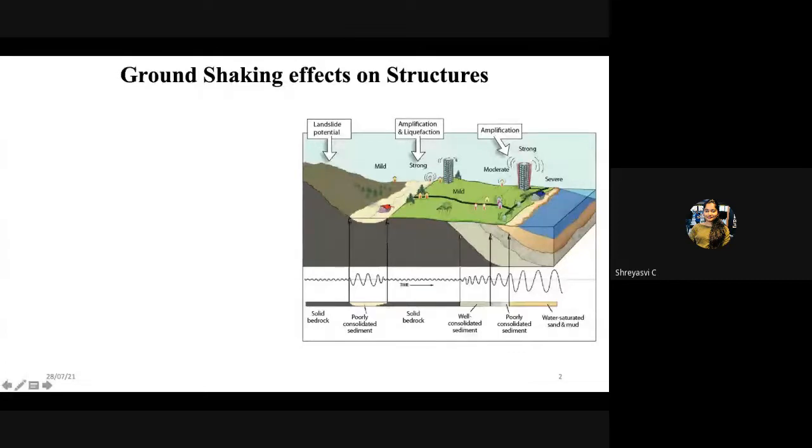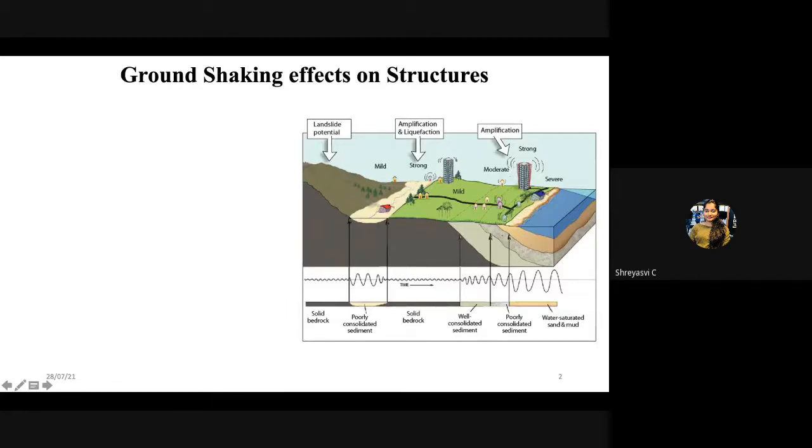If it is a poorly consolidated sediment, as you can see here in the middle, whenever there is ground shaking, there will be a readjustment of the soil structure. Of course, you will experience settlement, and there is a chance of the structure collapsing or settling by certain inches or centimeters, depending upon the ground condition as well as the level of shaking. However, if your structure is located on solid bedrock, it may not experience shaking to that extent. It could be a mild shaking. With well-consolidated sediment, it could be a moderate shaking, and with poorly consolidated sediment, there will be a strong shaking.